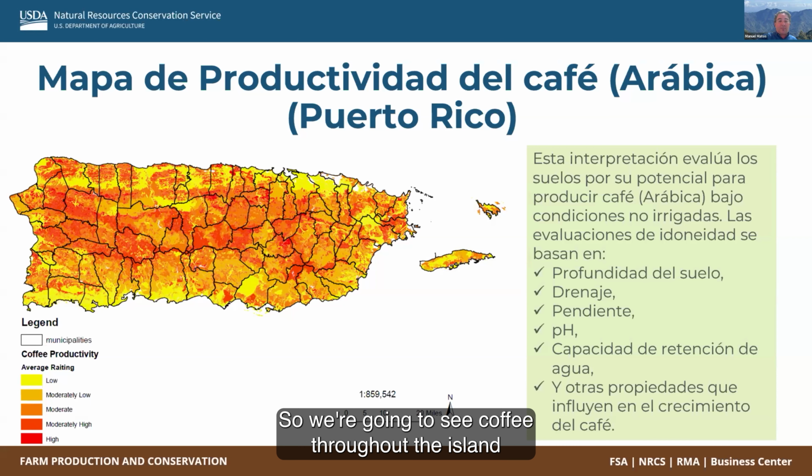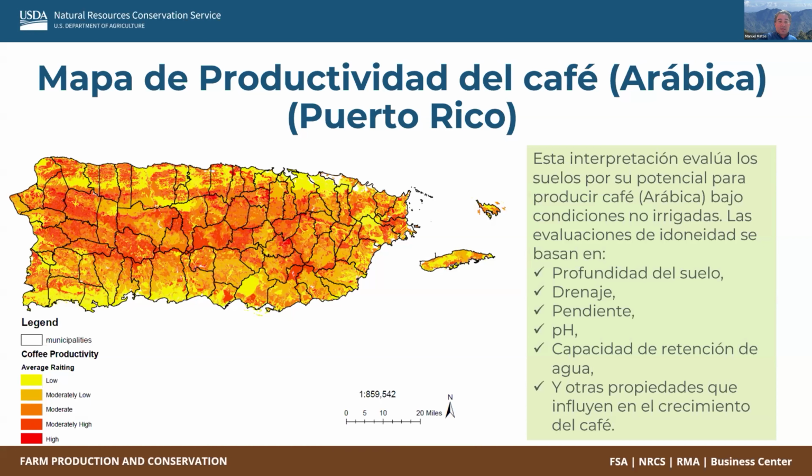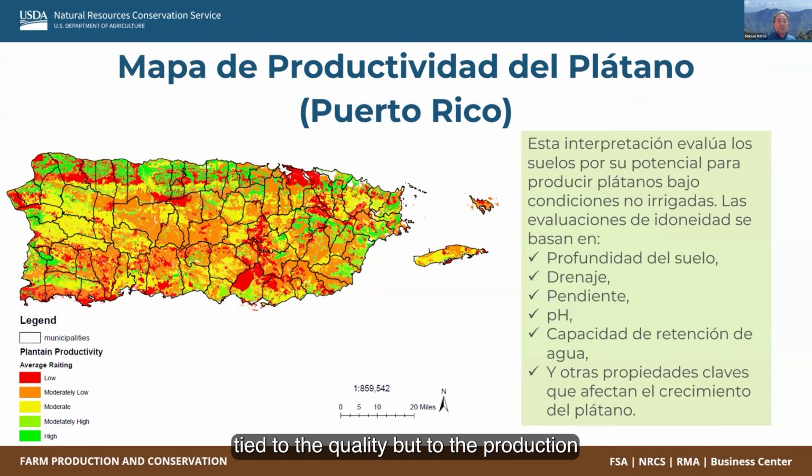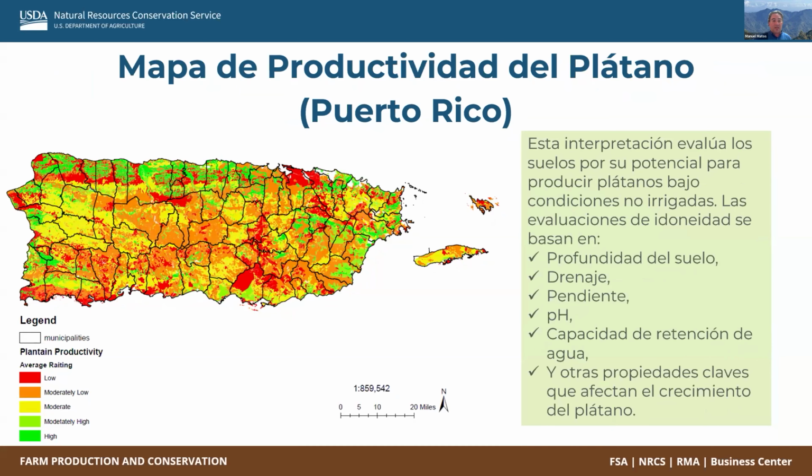So we're going to see coffee throughout the island because it's not necessarily tied to the quality, but to the production. Here, I mean elevation.